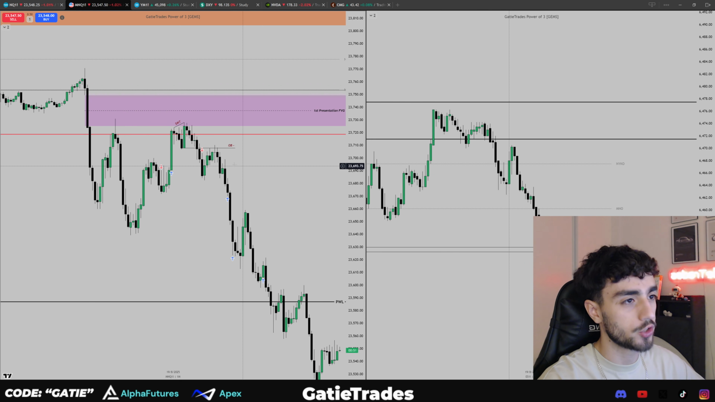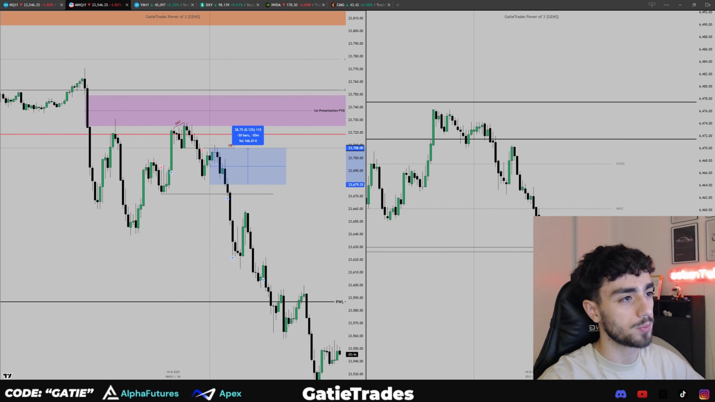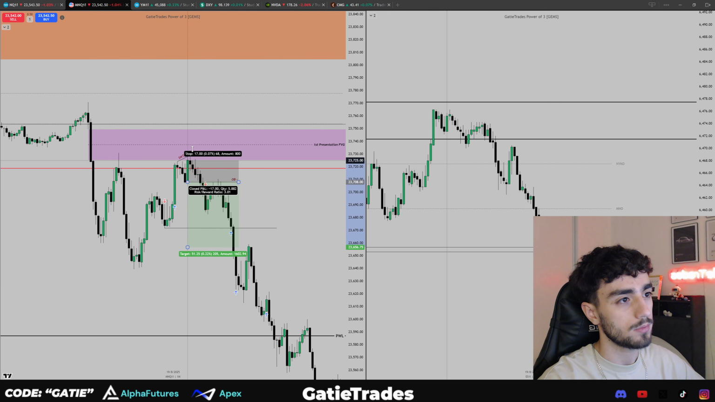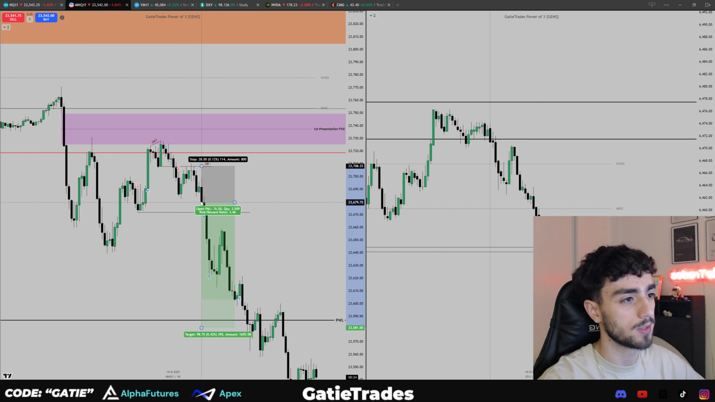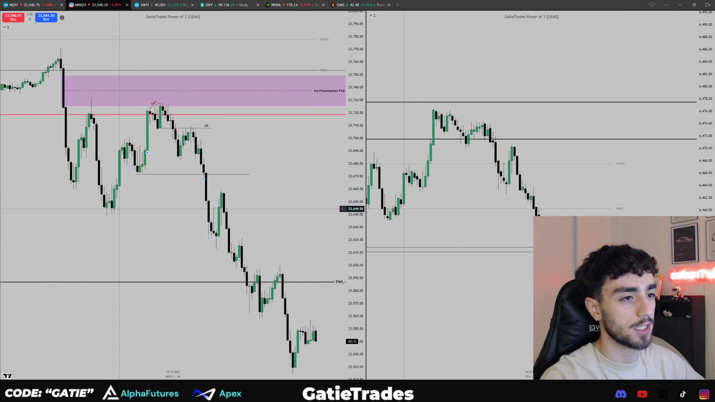Now, how did I manage this trade? Very simple. I took a partial here early on and I reduced my risk to right here. So original trade looked like this, something like this. And then I reduce my risk. I took a partial here, I bring my stop here. So we have something like this, for example. I take another partial here, and then I leave a runner to previous week's low.